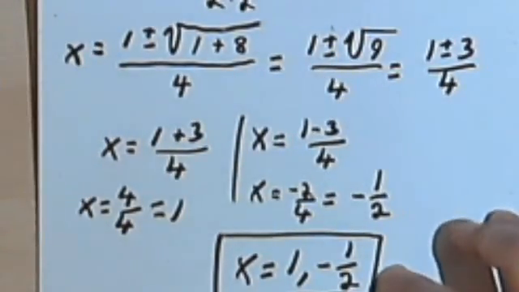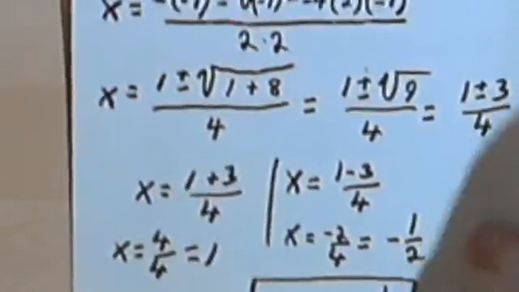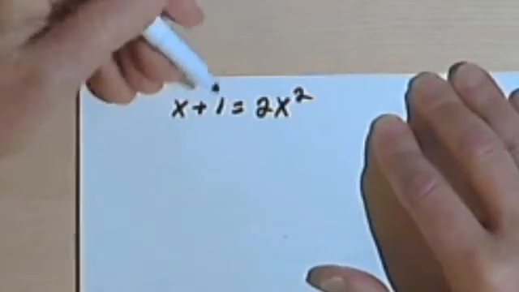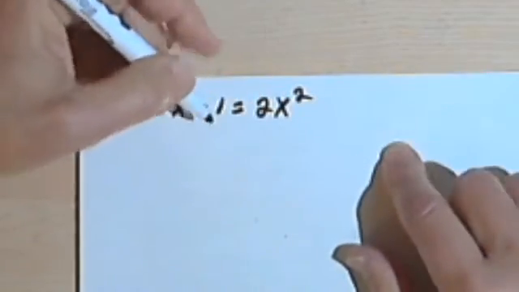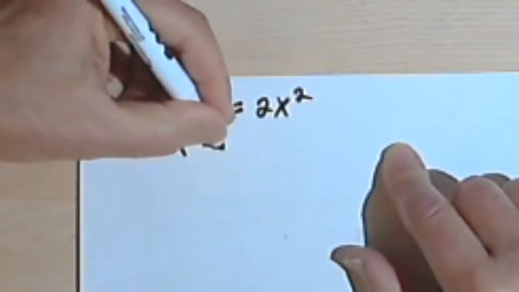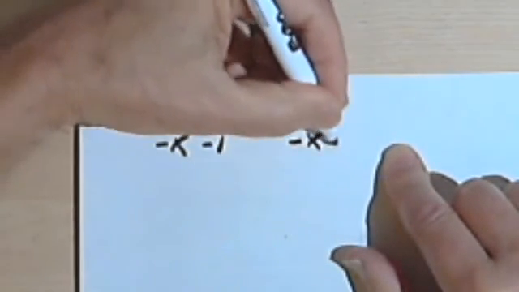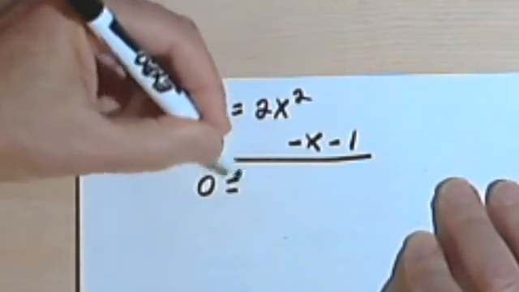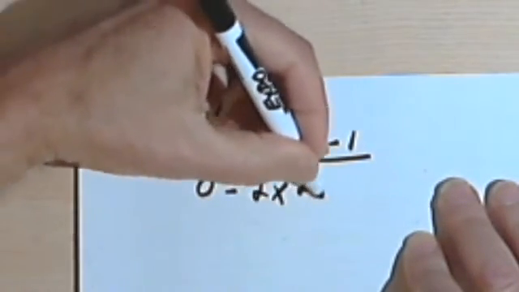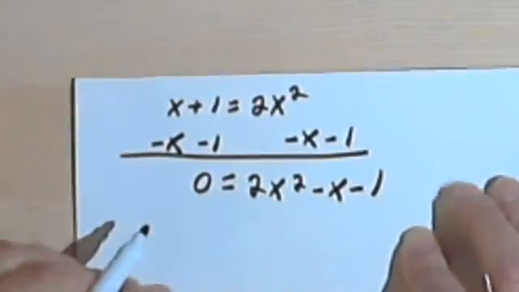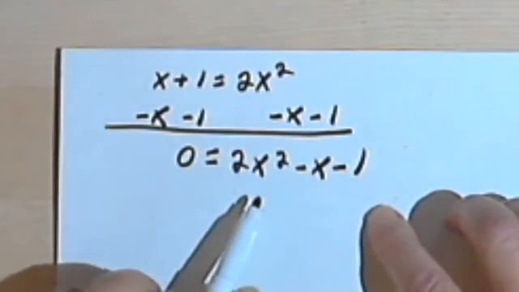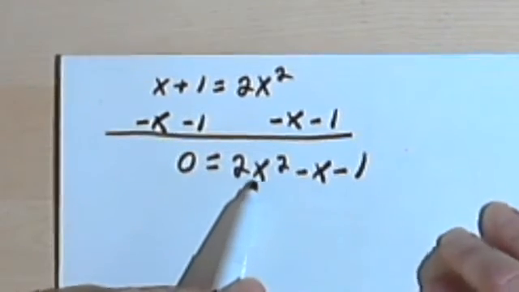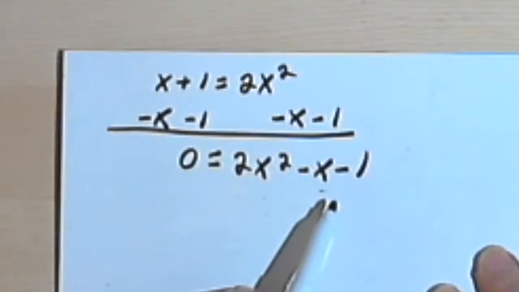Now, there's a point I want to make. Let's look at that whole equation again. So I'm going to do this again, but I'm going to do it much simpler. So I'm going to get 0 equals 2x squared minus x minus 1. Now, if you're told to use the quadratic formula, then do what we just did. If you're not, take a look and see if you can solve this.